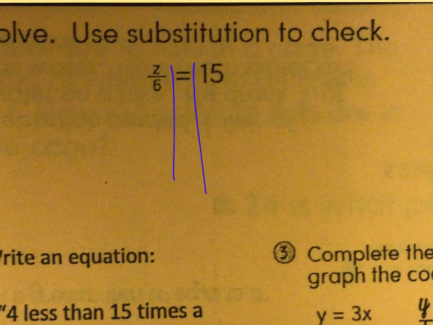This is being divided by 6. To get it to be by itself, we are going to do the inverse operation of division, which is multiplication. So we're going to multiply by 6. That is gone. We are left with z. Because I multiplied by 6 here, I have to multiply by 6 on the other side of the equation. And 15 times 6 is 90. So my answer is 90.